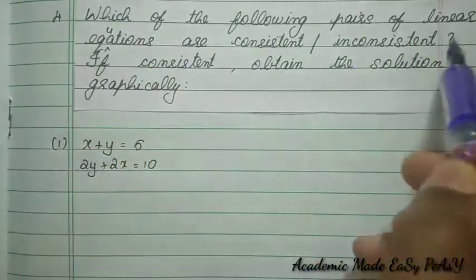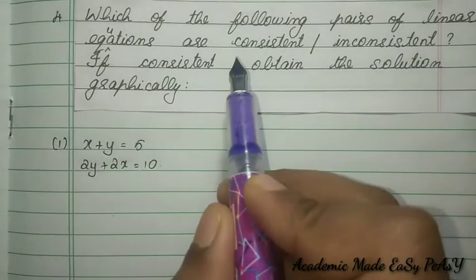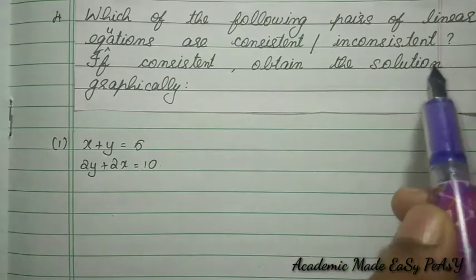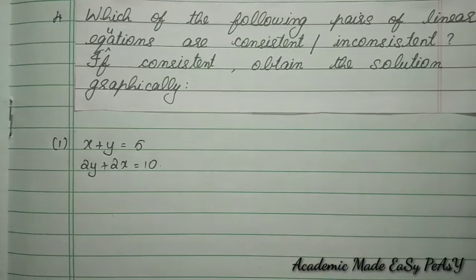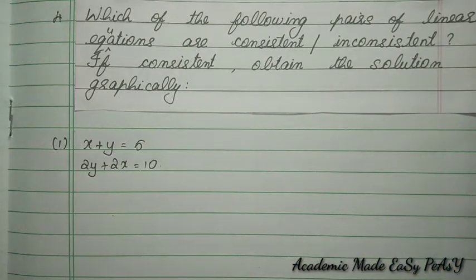Question 4. Which of the following pairs of linear equations are consistent or inconsistent? If consistent, obtain the solution graphically. So, two equations are given and we have to find whether they are consistent or inconsistent. How will we find? We will be using the ratios of the coefficients of x, y and the constant term. Now we will be using it in such a way.